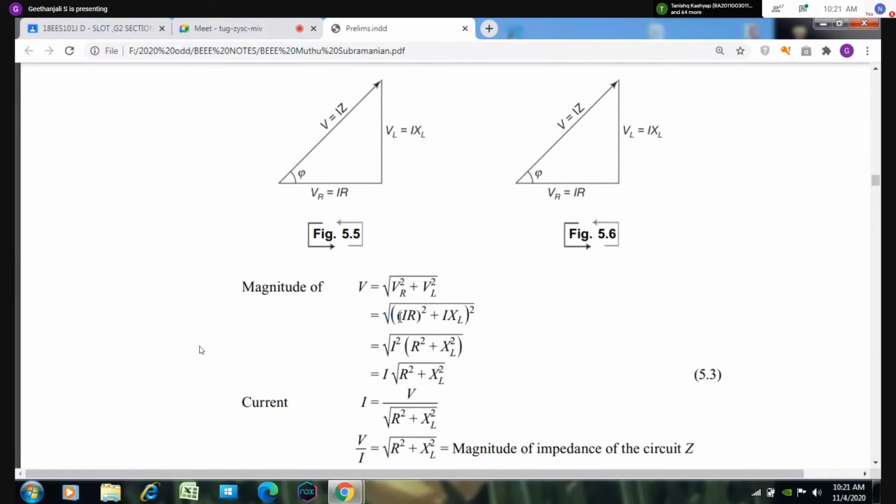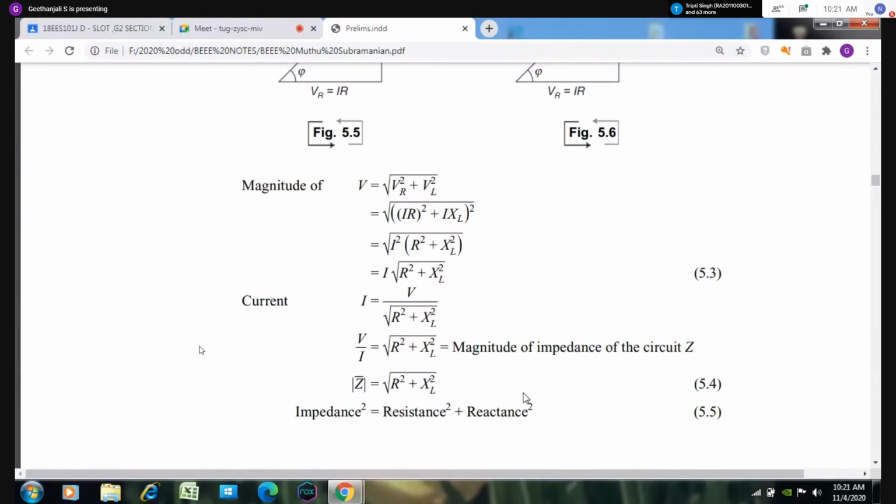Then from the above two triangles, we are going to find the magnitude of V, where V is square root of VR square plus VL square, where VR is IR and VL is I XL. So you take the I outside, then I is equal to V divided by square root of R square plus XL square. So V by I is equal to square root of R square plus XL square. From that you can obtain the magnitude of the impedance. So the impedance square from the triangle is equal to resistance square plus reactance square.